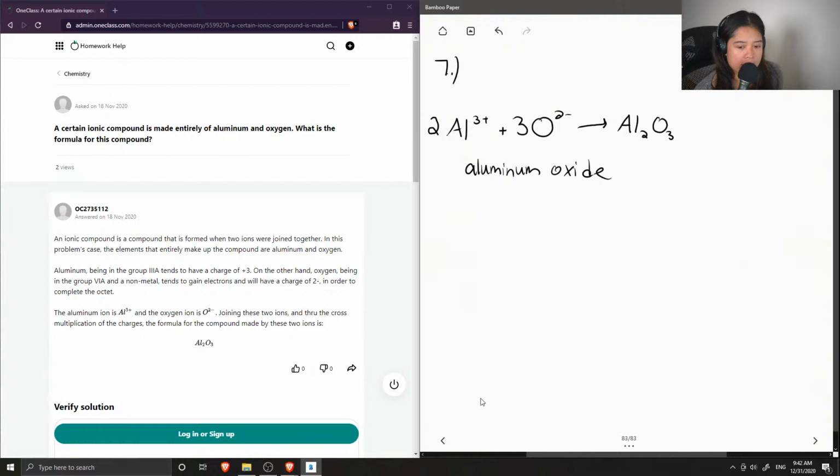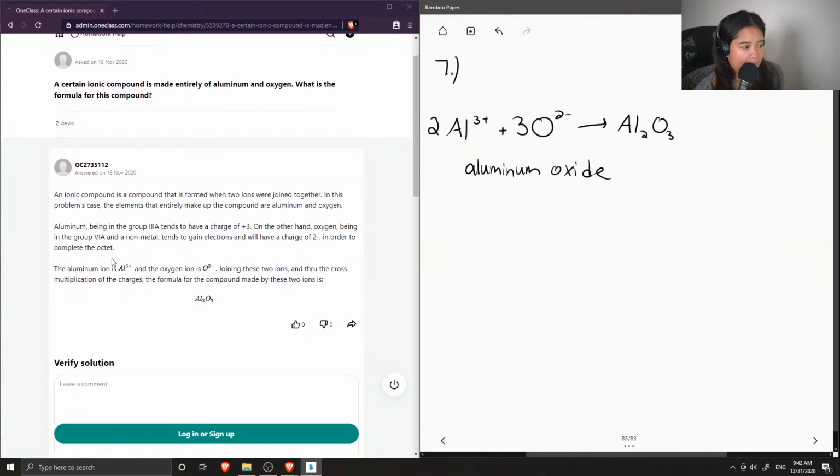Okay, so let's see what the junior tutor said. An ionic compound is a compound that is formed when 2 ions are joined together. In this problem's case, the elements that entirely make up the compound are aluminum and oxygen. Aluminum, being in the group 3A on the periodic table, tends to have a charge of +3.